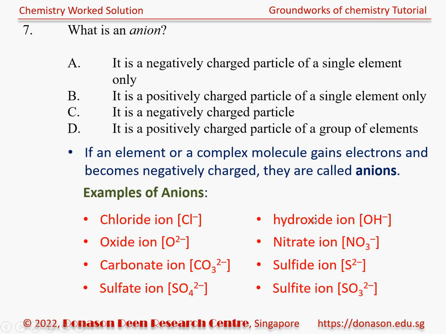So all these are examples of anions, and of course anions can be further divided into either being simple, where it is just made up of only one element, or it could be complex like carbonates, sulfates, sulfites, nitrates and hydroxides. Okay, so the answer for this question is, it is a negatively charged particle, is an anion.